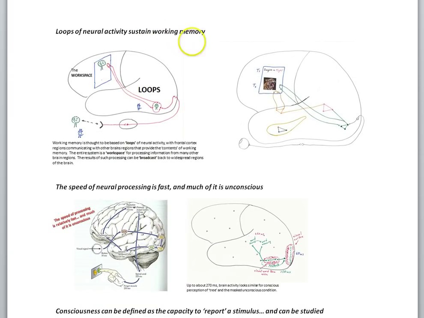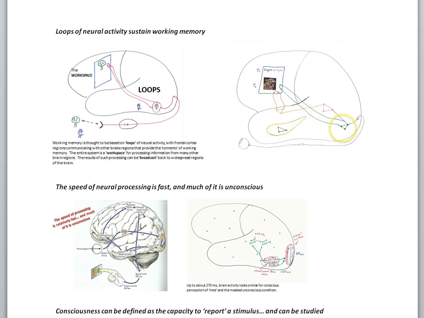Loops of neural activity sustain working memory. So if I'm looking at the tree, well, the tree neurons are setting up loops with my working memory system, and I'm experiencing the tree. I'm conscious of the tree. If I shift my gaze to the cat, well, now the tree loops stop and the cat loops begin. And so at the next moment, I'll have a cat in my working memory. I'll be perceiving the cat.